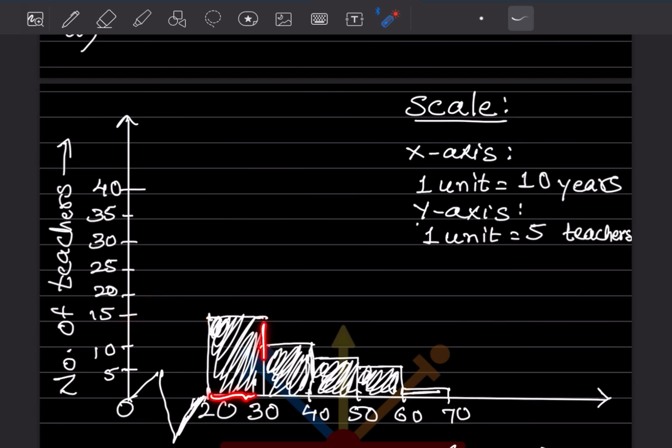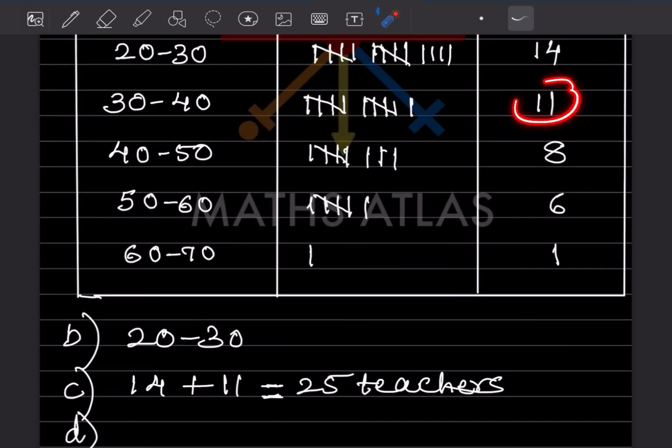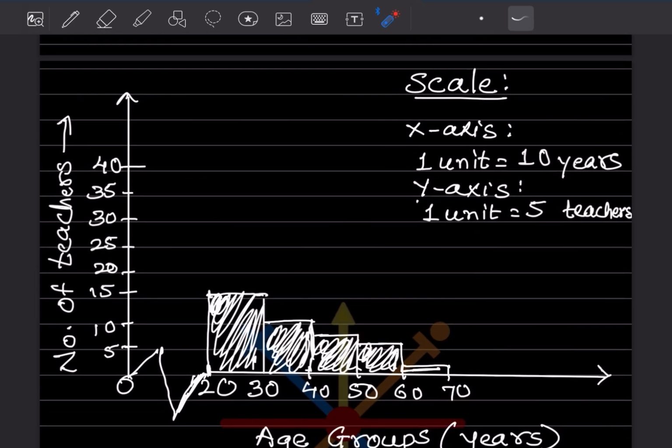And as I told you earlier, in a histogram, whatever bars we have, there should not be any space in between these two. So here again 30 to 40. This is without a space. Now this is 11. So 11 will be here slightly below this. When you're doing it on graph paper, you will get the exact measurement.